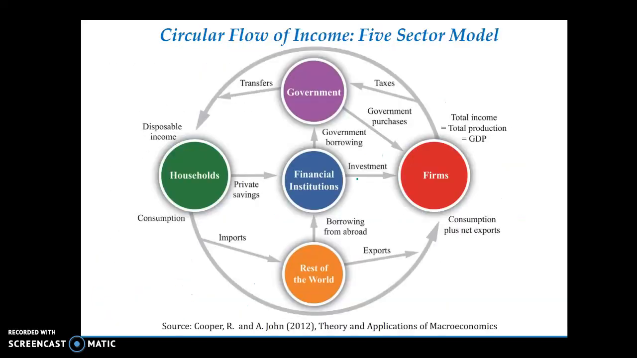You will notice that the important area is the 5-sector model. Now, what is this 5-sector model? It means government, firms, financial institutions, rest of the world, and households, and how all these interact in the flow of funds into the economic system.